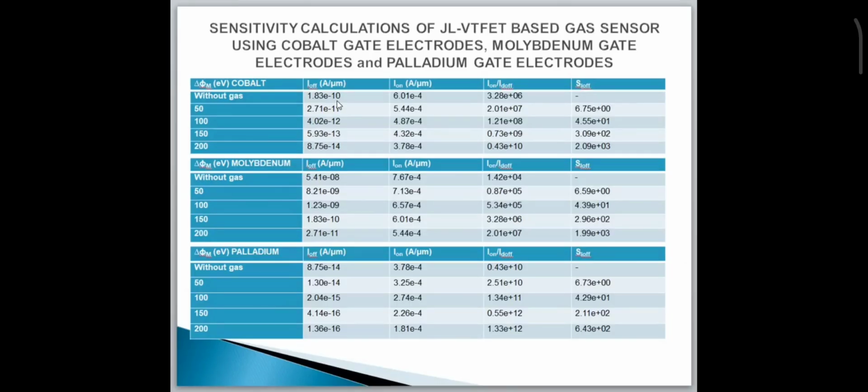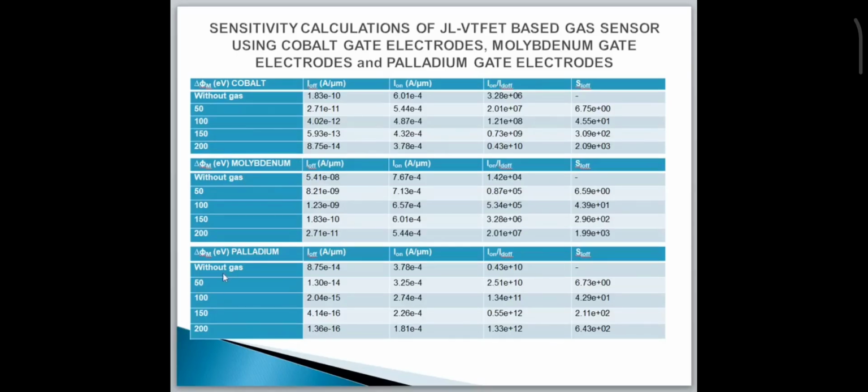If you apply the gas molecule at the gate electrode, the off current is decreasing. You can note this in the figure, both for the cobalt and the molybdenum electrode. Without gas, you get a high off current. When you apply the gas molecule at the gate metal electrode, the off current starts reducing. It reduces up to 10^-14 in the case of the cobalt metal electrode and 10^-11 for the molybdenum gate electrode.